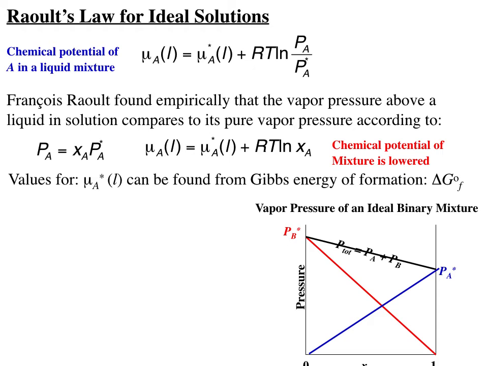You can tell from this plot that A is a less volatile material than B because the vapor pressure of pure B is greater than it is for pure A.